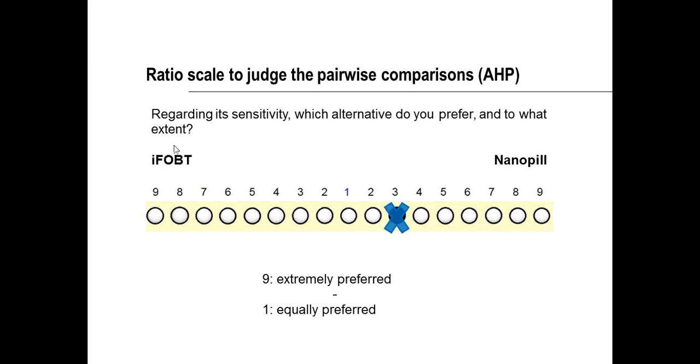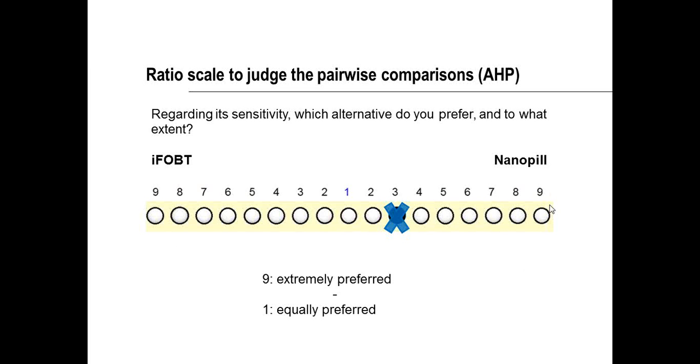This is the FOBT test, and here you can see the nanopill. And then you're going to look at just one of these criteria, the sensitivity. So regarding its sensitivity, which alternative do you prefer and to what extent? And then they can score on a scale from 0 to 9 which one they prefer.